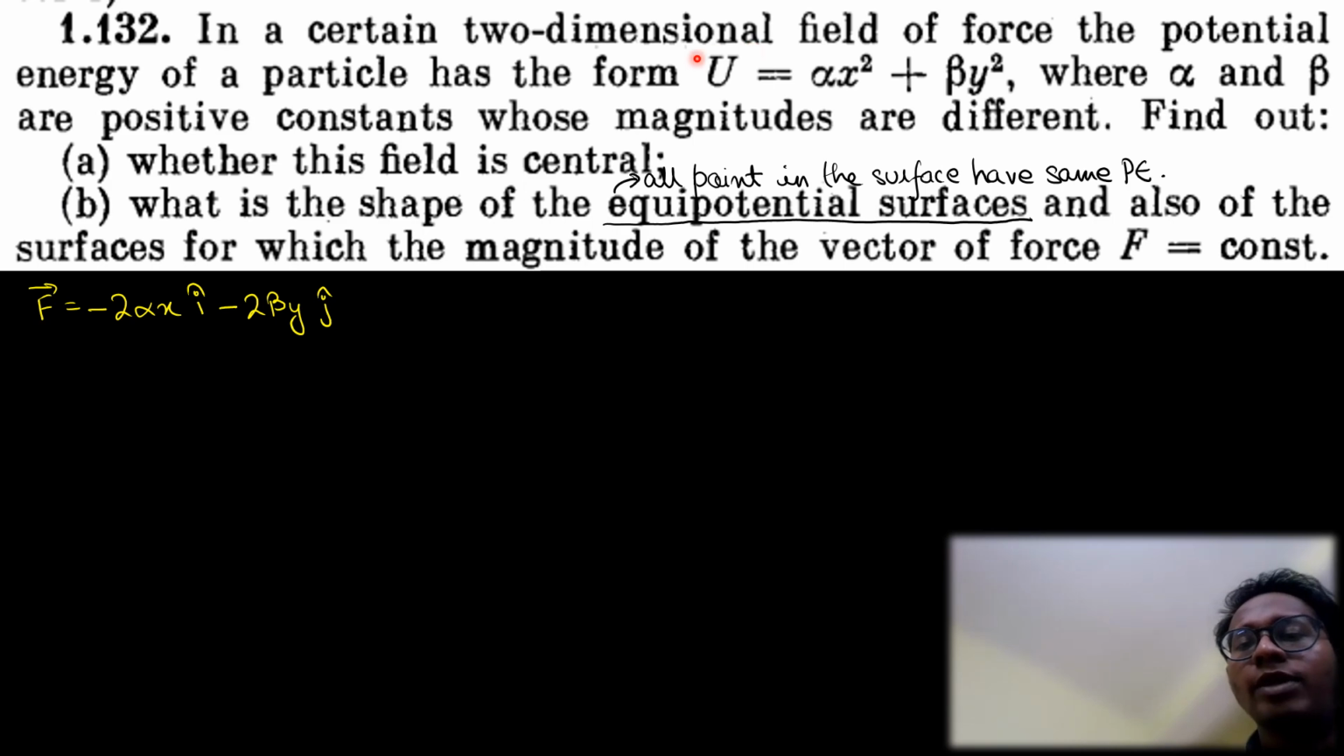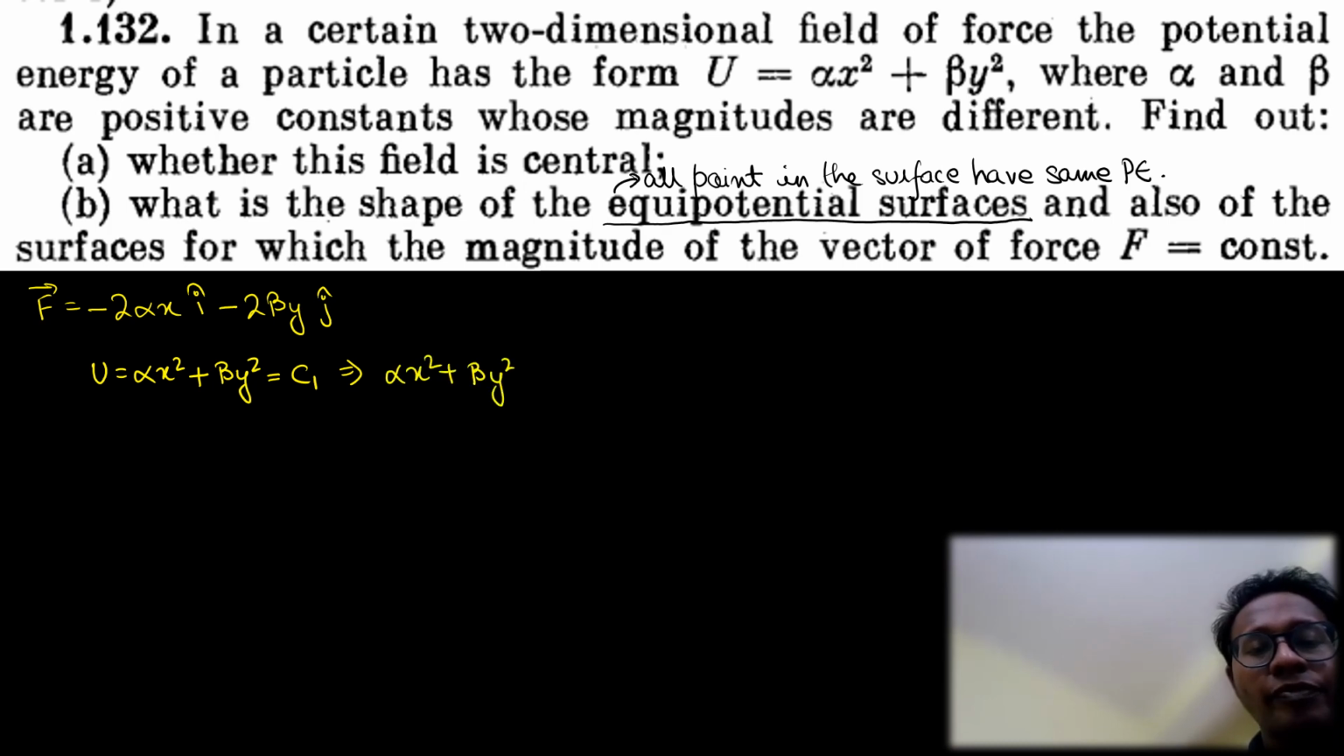Out here, what is the equation of potential energy? U is given as alpha x square plus beta y square. Now to find the equipotential surface, this potential energy must be a constant, let's say constant C1. So alpha x square plus beta y square is equal to C1. What is the surface equation, and to which surface does this equation belong?